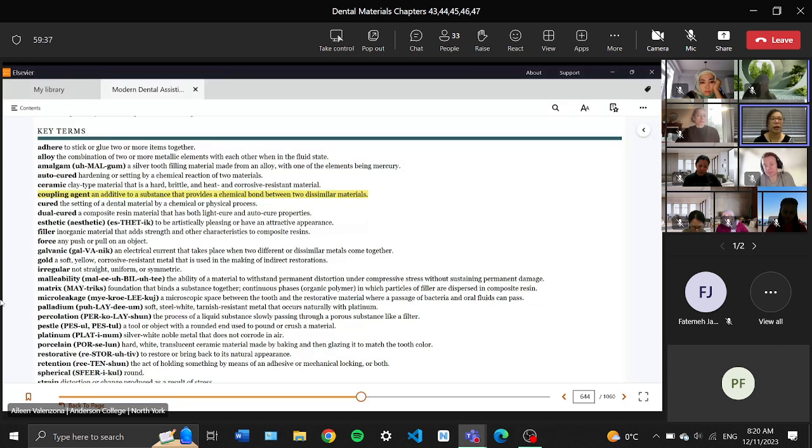Okay, good. Now, filler. Filler, inorganic material that adds strength and other characteristics to composite resin. So the filler is for composite resin, and we will discuss the three different kinds of filler. We have bulk or big filler, which is the macrofill. We have the fine, which is the microfill, and we have the hybrid, which is a combination of both.